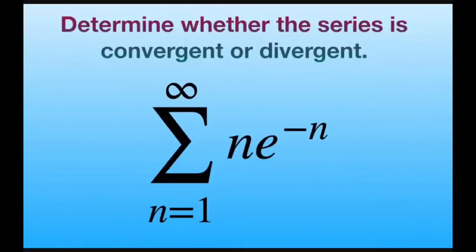New one. We're going to determine whether the series is convergent or divergent. So let's first write this as f of x equals x times e to the negative x power. Now we're looking to see if our f is continuous and positive here.